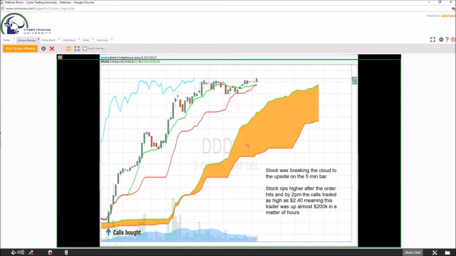And by 2 p.m., the calls are already trading $2.40. This trader made 200 grand in a couple of hours. They actually traded a little bit higher than that by the end of the day. So this is a really good example of the type of order flow that a day trader would be looking for. Really short-dated, aggressive options with a lot of gamma, meaning the trader is taking on a lot of risk.